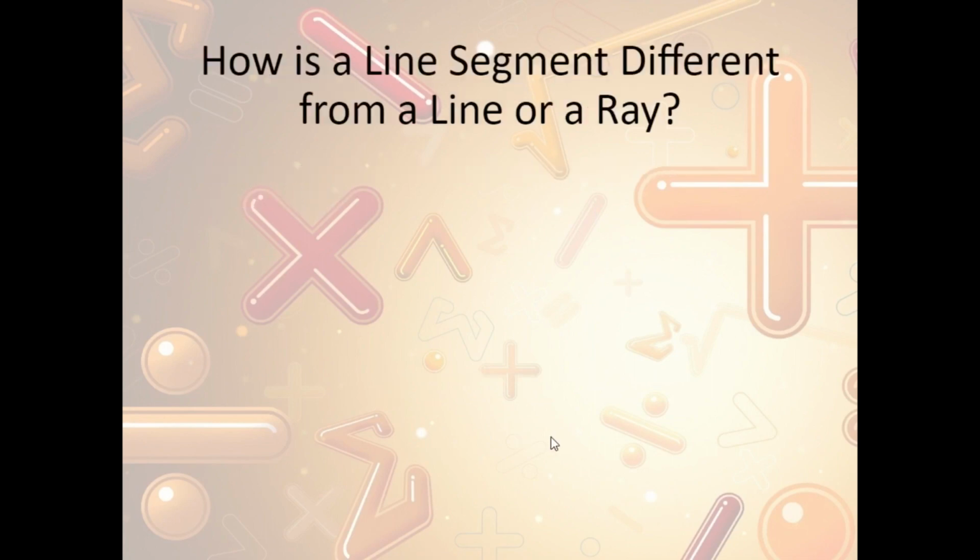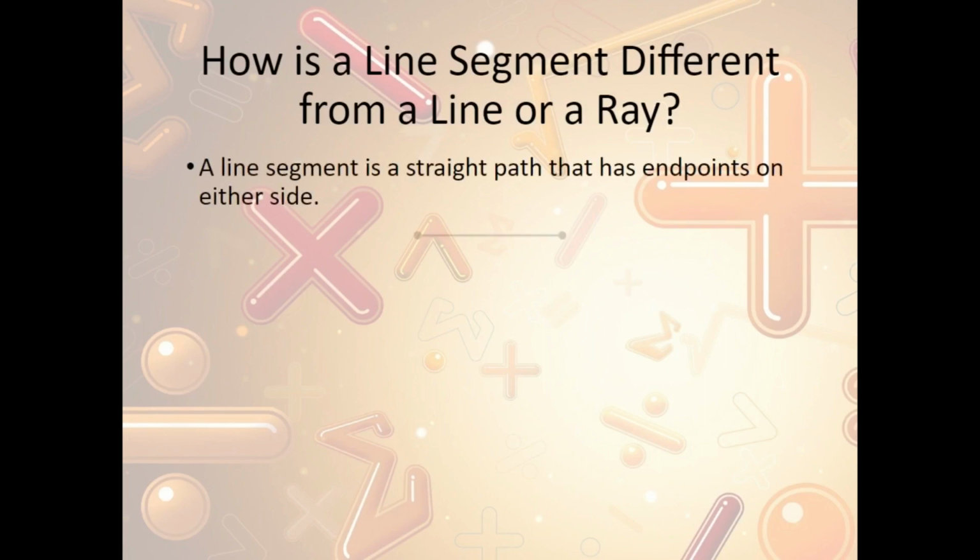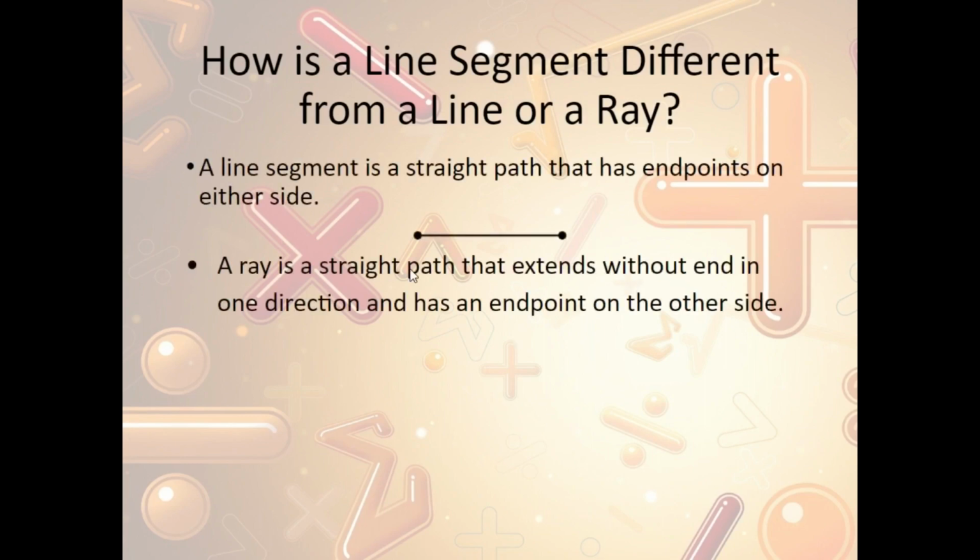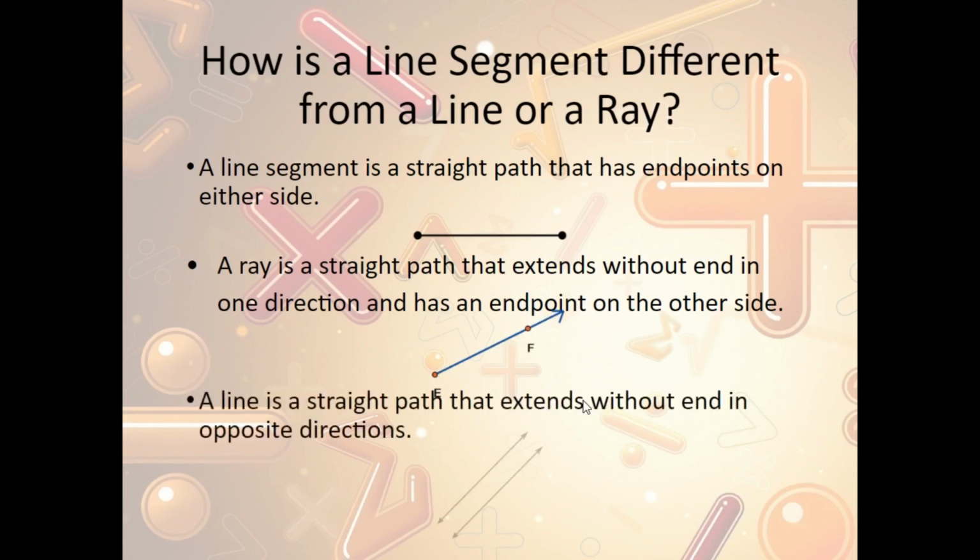Now, how is that different from an actual line or a ray? Well, a line segment has endpoints on both sides. A ray extends without end, meaning it goes on forever in one direction and has an endpoint on the other side. So here we have an endpoint, and this one goes on forever this way. And then a line extends forever with no end on both sides.